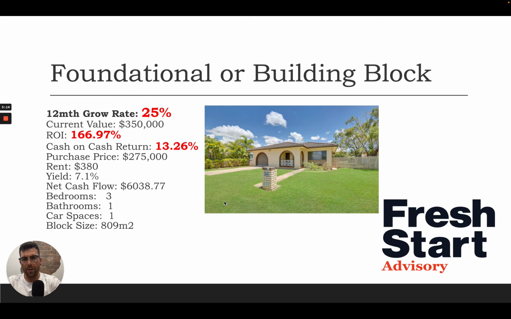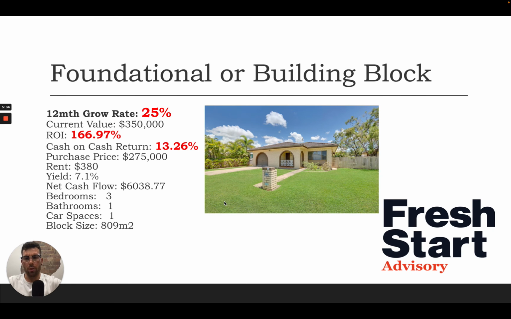But his return on investment is 166%. How we calculate that is the $75,000 he's made in that year plus the $6,000 he's made as well from the positive cash flow, and then we're dividing that by the amount of the deposit he's put down, then we times it by 100. This is the ratio we're getting, and this is how we get our return on investment value.